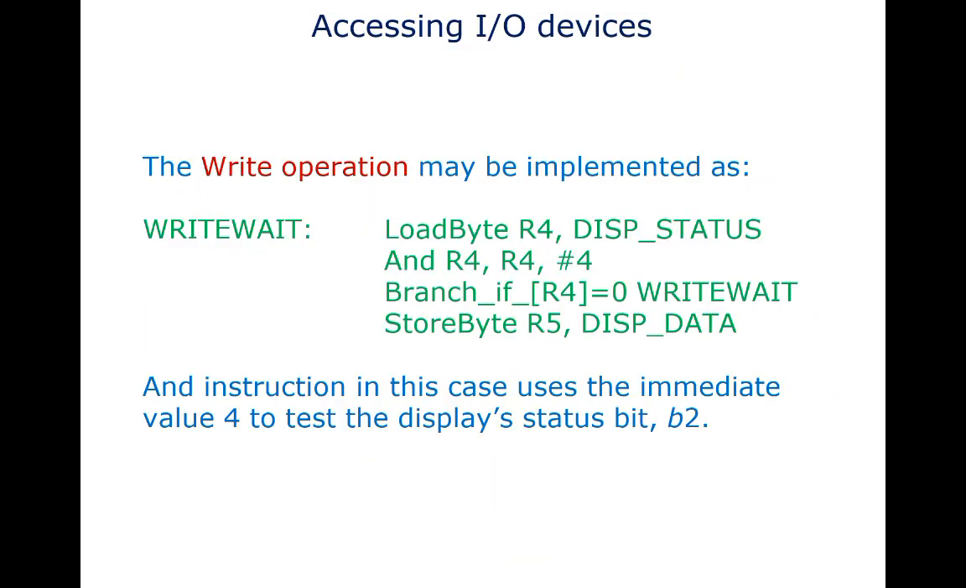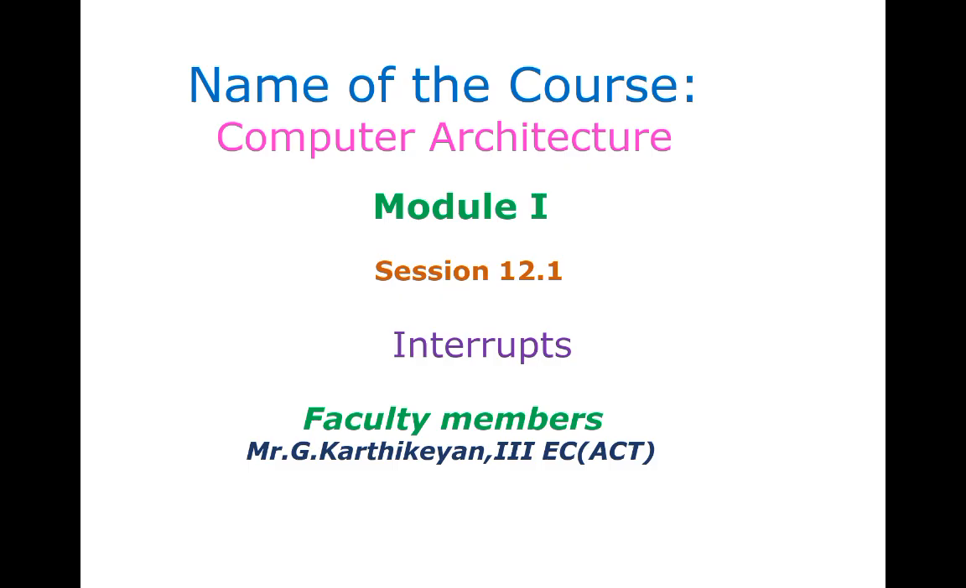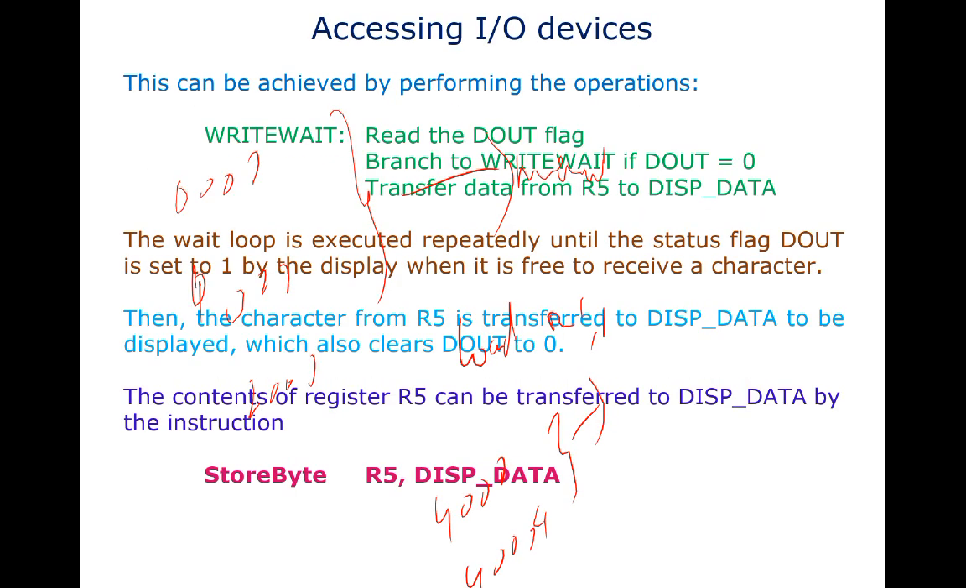program controlled display output. Here the program controlled display output works like this. The write wait checks the display output, whether the display output is equal to 0, and it will go for the branch option. The branch option means it will keep checking till the display output becomes 1. When we receive the display output equal to 1, it senses the character, so it automatically displays the data.